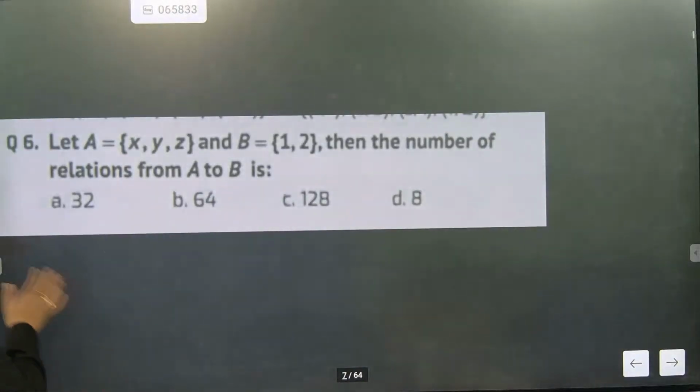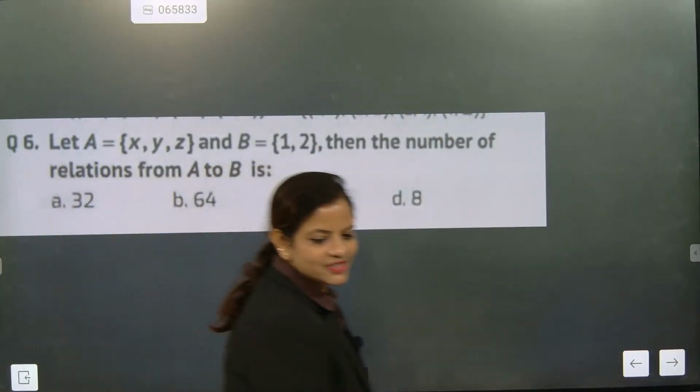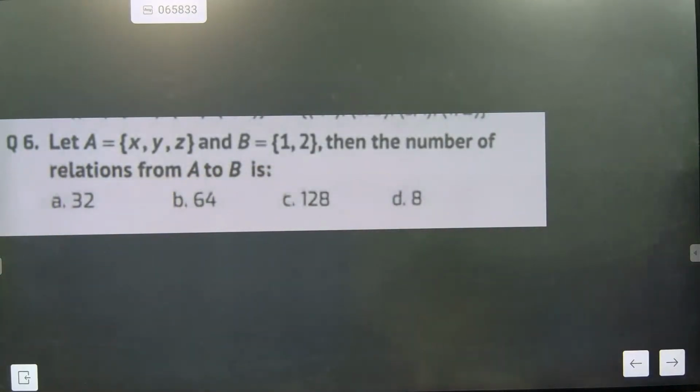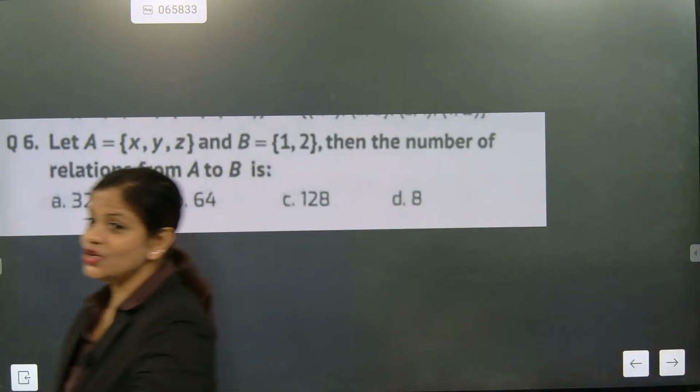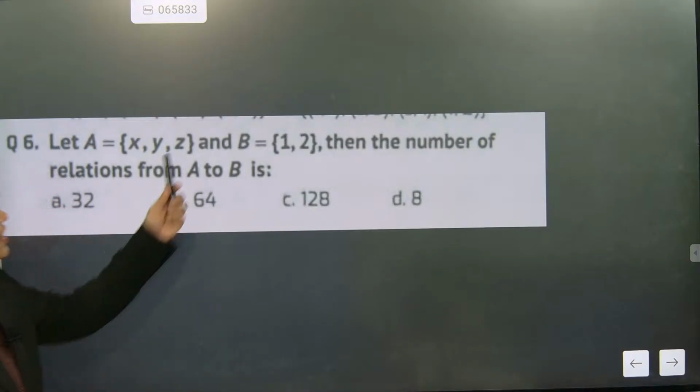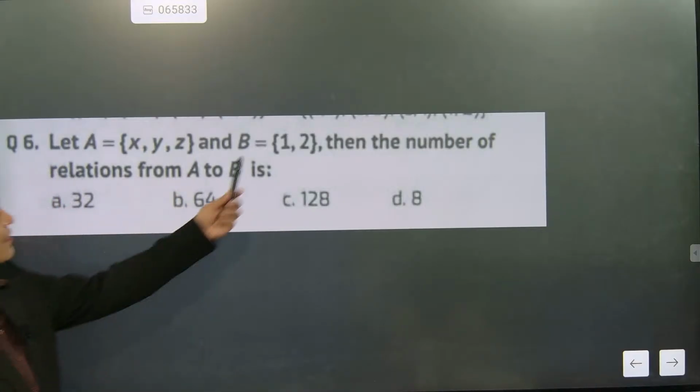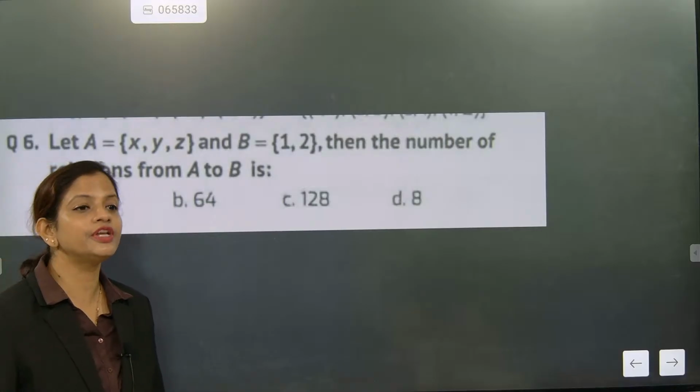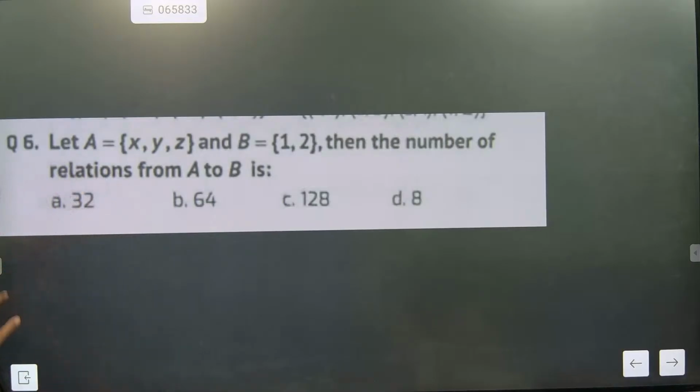Now you are feeling confident. Now look here, go for this question. Once you start solving, beta, you will feel confident. This question you know. Just now I taught you the formula. A is having how many elements? B is having how many elements? 3 into 2 is 6.